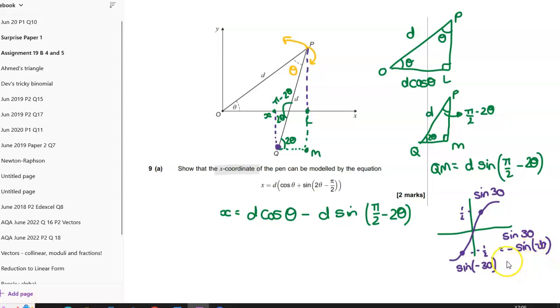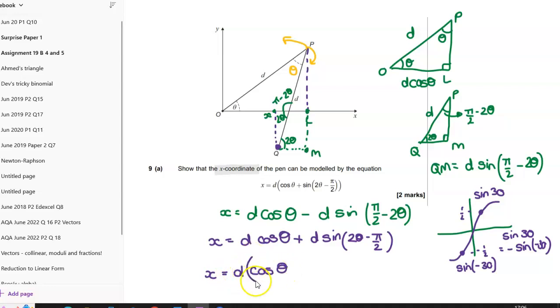That makes sense? So we can say that x is equal to d cos theta plus d sine of the negative of this angle, which is 2 theta minus pi over 2. Therefore, we can now factorise that and say x is equal to d, cos theta, whoops, not factorise it, plus sine of 2 theta minus pi by 2. And you might think, well, that's absolutely disgusting for 2 marks. And yes, it is. I completely agree.